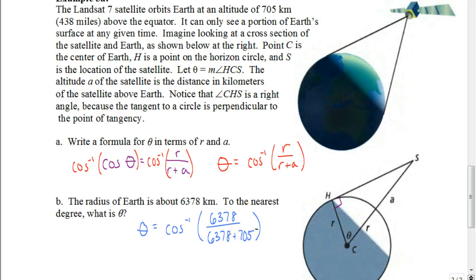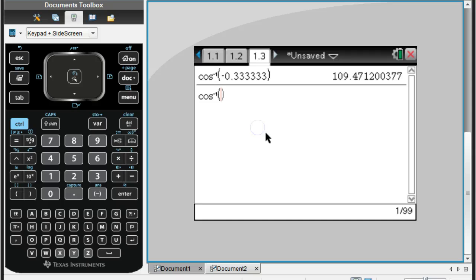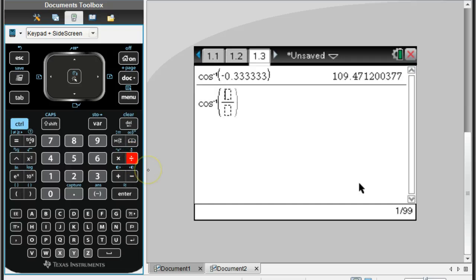So I'm going to show you how to do this on your calculators. Again, we would go to the inverse cosine. Now I'm going to have this big fraction. I want to make sure that I put this in correctly, because if I don't, your calculator is going to give you the wrong answer. So we want to hit control divide so we get this fraction bar.